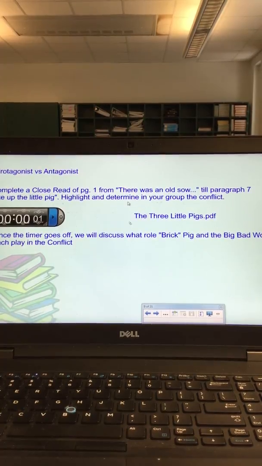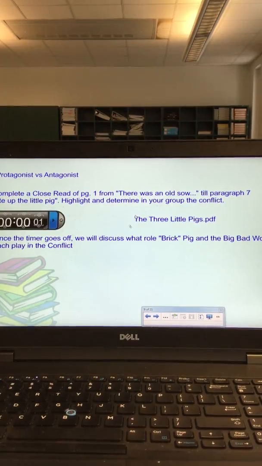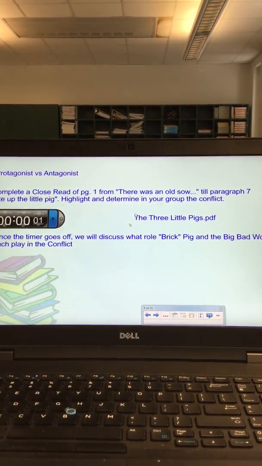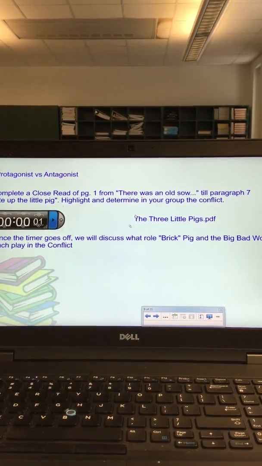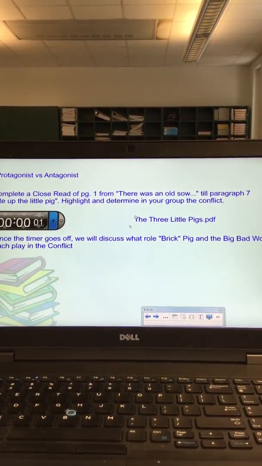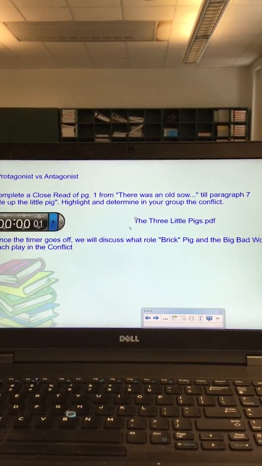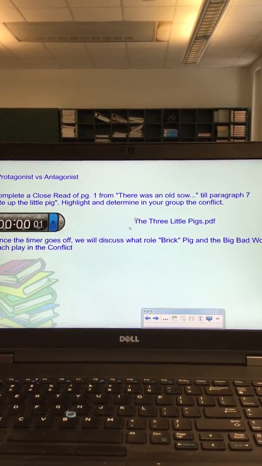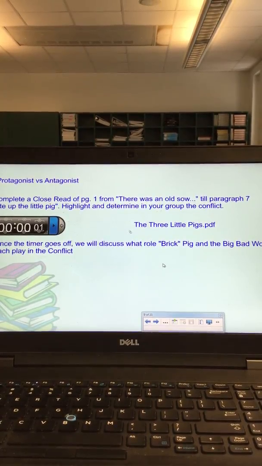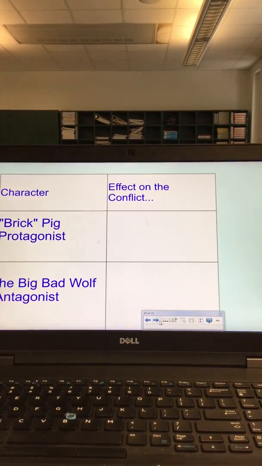And what they're going to do is they're going to highlight and determine in their group the conflict of the story. So the lesson is trying to let the students lead the learning, the teacher taking on more of a facilitator role, and the students are able to direct their learning and struggle through the rigor of the assignment on their own first before the teacher then fixes any misconceptions or addresses any misunderstandings or confirms that the students were correct. So students would then look through that part of the story and then determine the conflict.